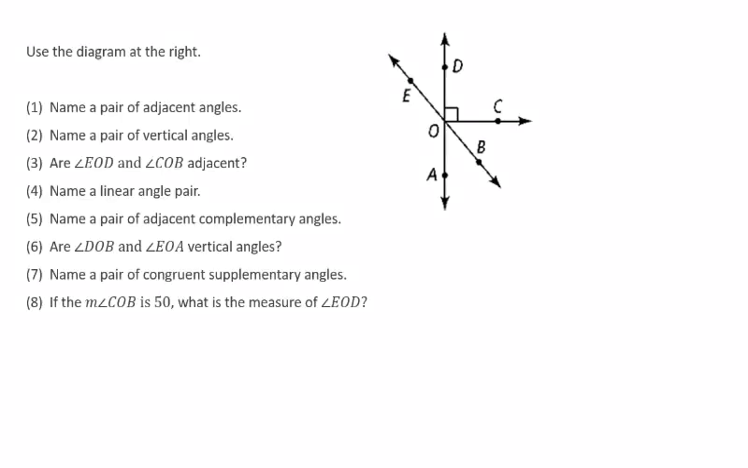All right, let's see some examples. So we're using the diagram on the right here. And number one, I'm trying to name a pair of adjacent angles. So a lot of possibilities here, right? A lot of adjacent angles. So I'll name a couple and then see if you can think of a couple as well.